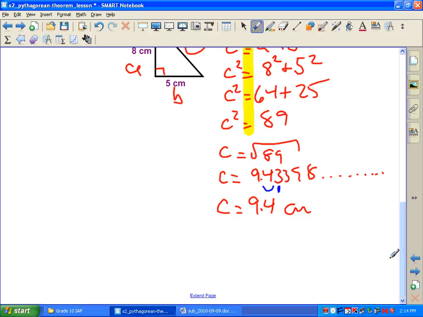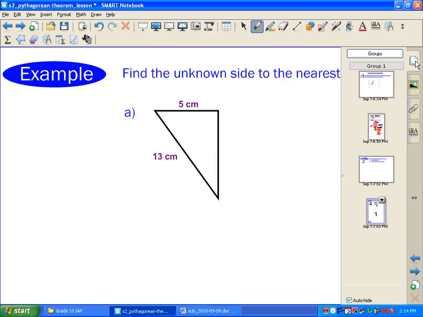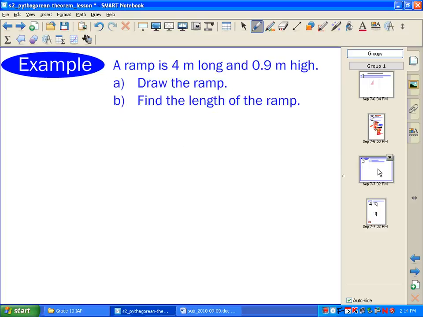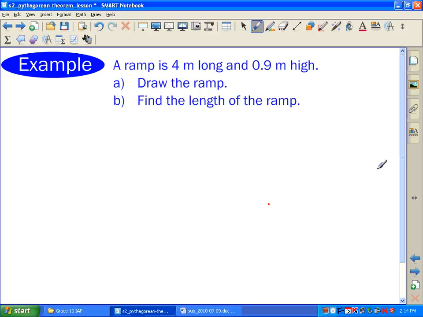Okay? The first two examples we did, in both of them, we were looking for the hypotenuse. We're not always going to be looking for the hypotenuse. Sometimes we will, sometimes we won't. Let's do an example or two where we don't. Oh, my bad. First we'll do this example here. A ramp is 4 meters long and 0.9 meters high. Draw the ramp and find the length of the ramp.